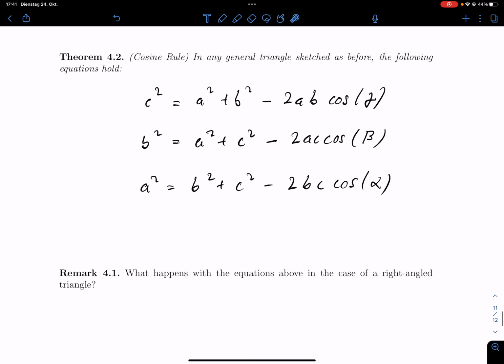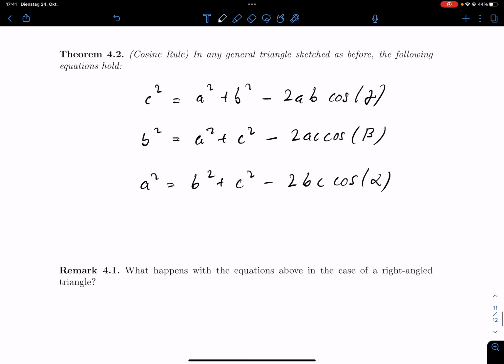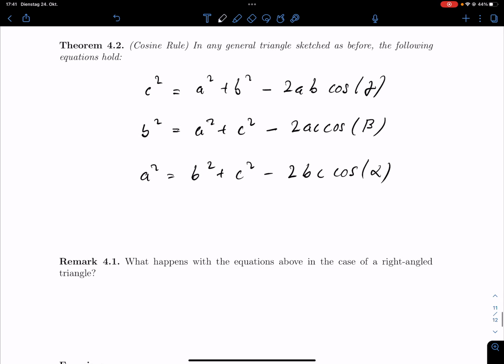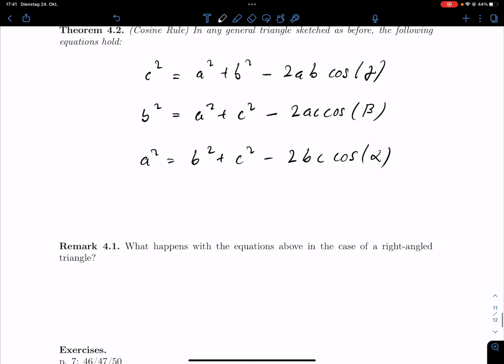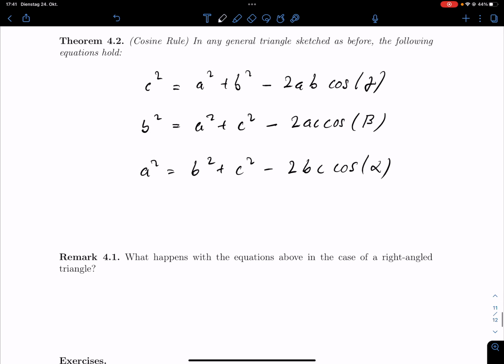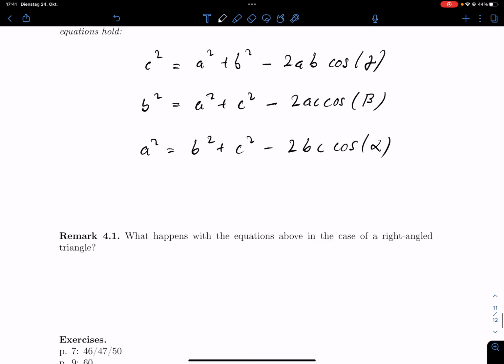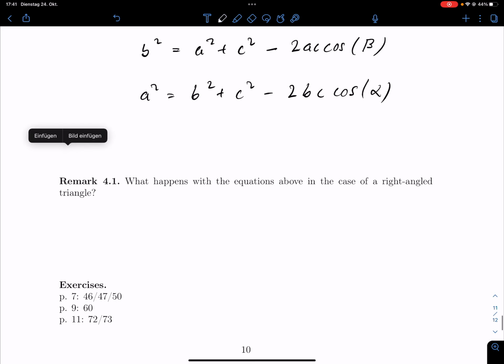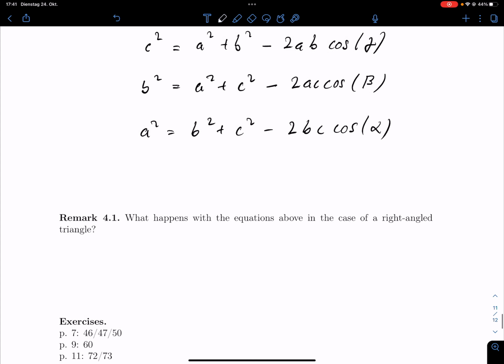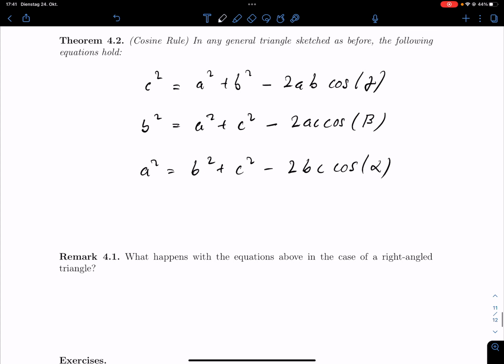So note that depending on the exercise, it's best to set up one of the three. Sometimes there's a clear choice which one you have to take. Sometimes any of those work. Here with remark 4.1, you can think about it briefly, maybe you remember it.